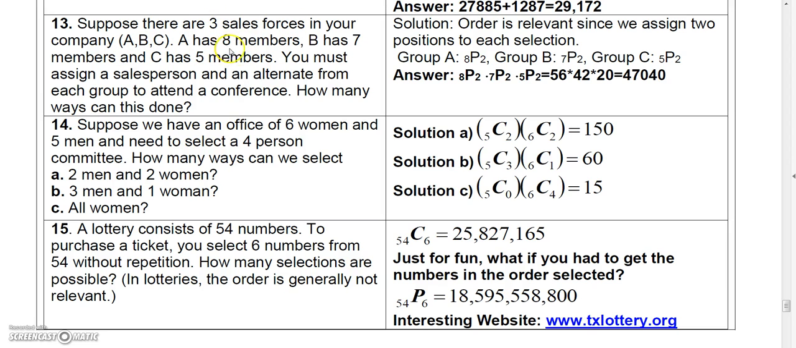We have 8 members in Group A, 7 members in Group B, and 5 members in Group C. And you must assign a salesperson and an alternate from each group. How many ways can this be done? So this would be a permutation since we're assigning them to positions, but you've got 3 operations. So you've got 8P2 ways to assign Group A, 7P2 ways to assign Group B, and 5P2 ways to assign Group C, and you multiply those 3 together.